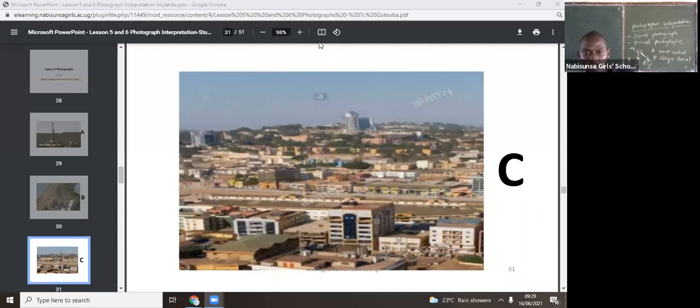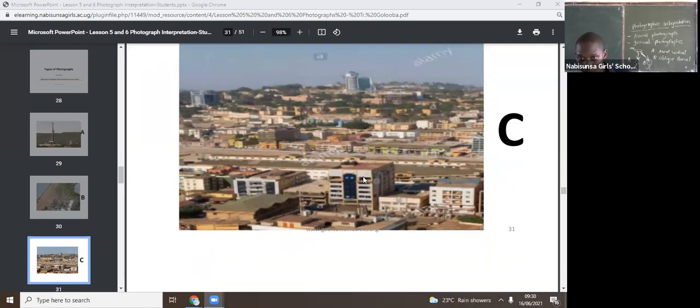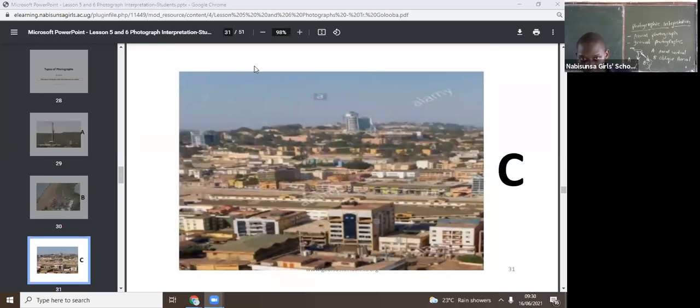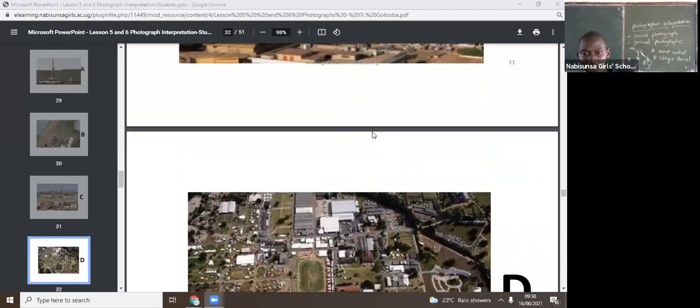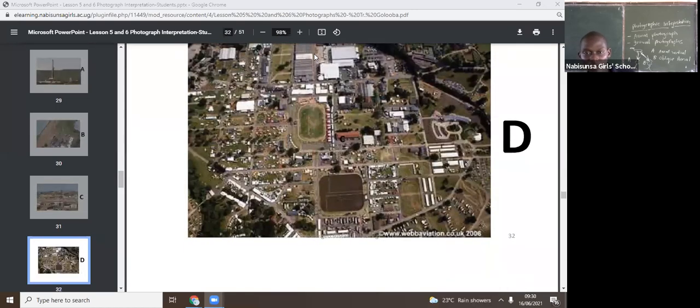Let me get to another person. That is Agnes. What about C? It's a vertical aerial. Look at the angle. For real? No, teacher, it's an oblique aerial. It's an oblique. Thank you. Then Akidi, what about this one? It's a vertical aerial photograph. Vertical aerial. Don't you see that the cameraman is directly above?